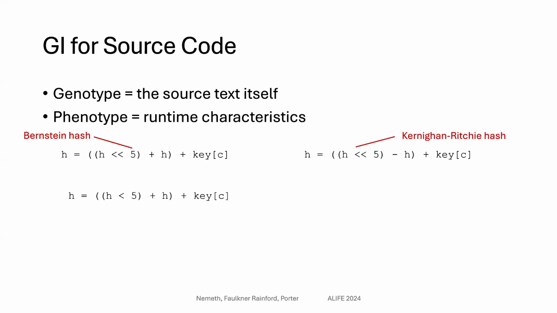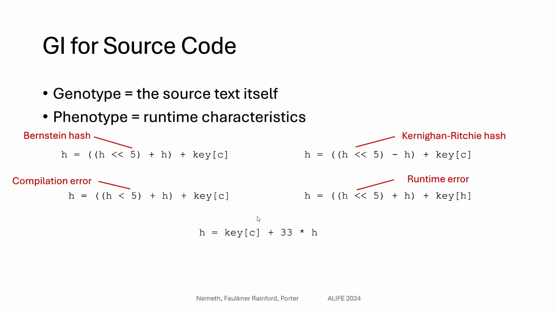Again, just one character difference. What will it do? What is the phenotype? Essentially, it's nothing because it's a compilation error. It will not compile. Okay, then let's take another example. Now it will compile finally, but it's still not proper. It may give a runtime error due to array boundaries.